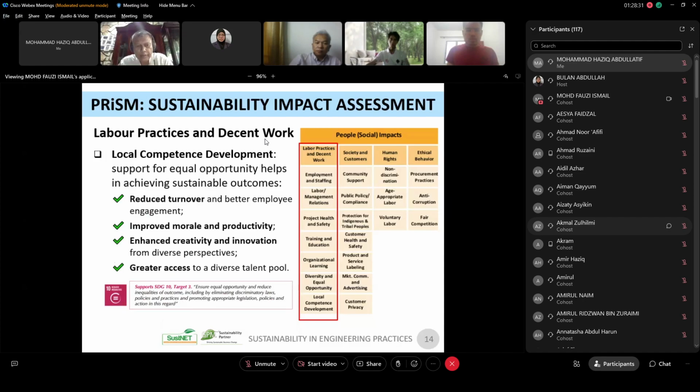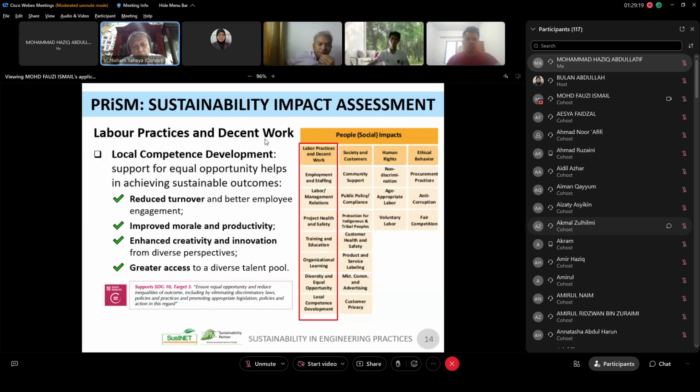And another area that we look into in this accessibility impact is local competence development. This is where sometimes when you are involved in a project, you move from one place to another. Let's say you are based in Kuala Lumpur, and you have a job in Alor Setar, Kedah. One of the areas you need to look into is how to develop local talent, because it is going to be very costly, very expensive, to bring people from Kuala Lumpur. Not only is there a transportation cost, but also a lodging cost. You need to house them in a hotel or homestay, that's why it costs money.